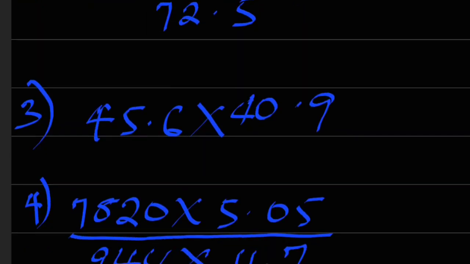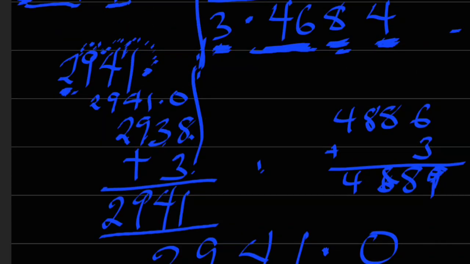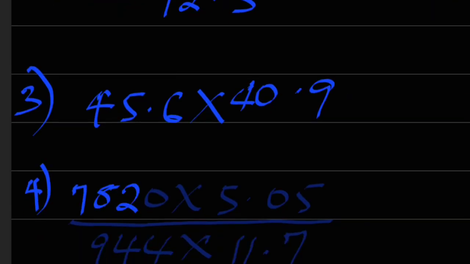Question number 4, which is the last question. Calculate 7820 times 5.05 all over 944 times 11.7.